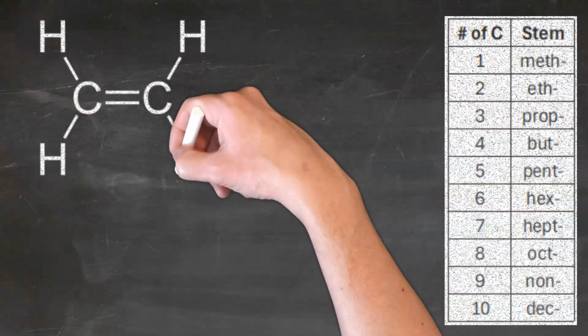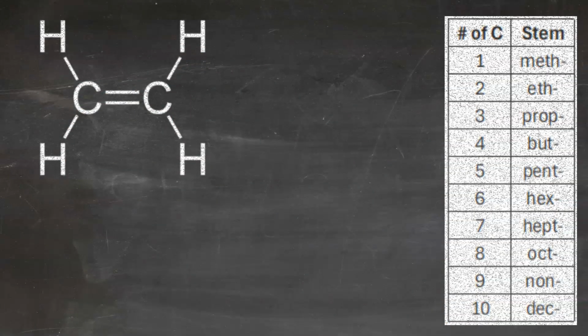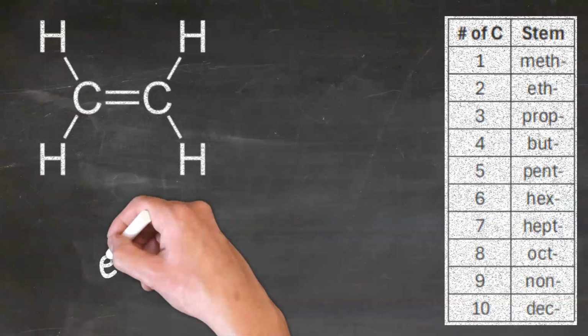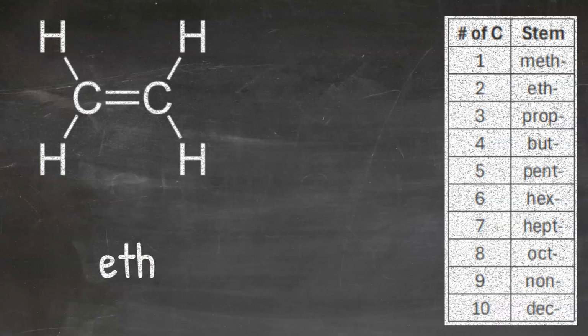So in our first example, we'll look at this molecule that has 2 carbons. I will first identify the stem, and I will use the stem eth because I have 2 carbons. It is not as important that we number these carbons because there is only one possible place for the double bond to be. Because I have a double bond between the carbons, I'm then going to add the suffix -ene, so this molecule will be named ethene.